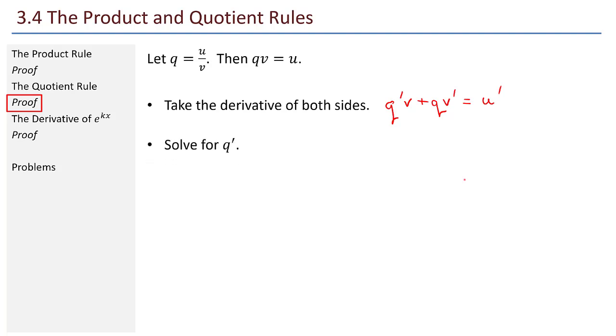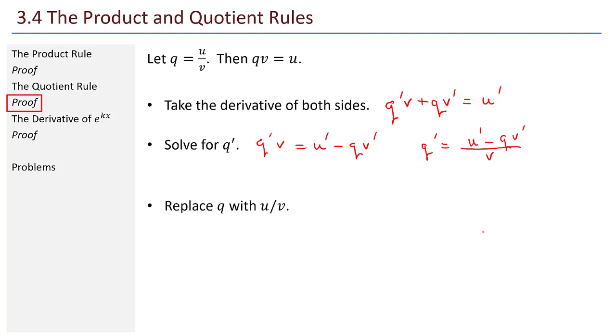Now let's solve for q prime. Well, q prime v equals u prime minus q v prime. So q prime equals u prime minus q v prime all over v. Now let's replace the q with u over v. So the q right there. Now I can do that because remember what my q was originally, right at the very beginning of the problem. Q equals u over v.